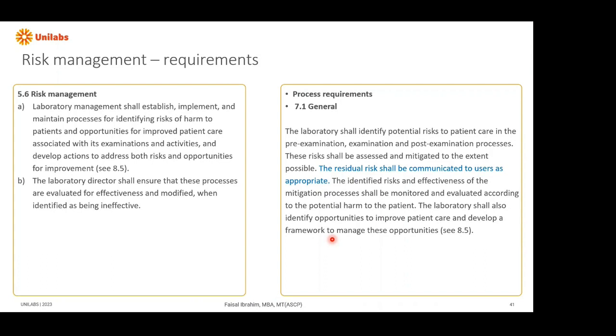Also in the ISO, they even ask us if we have any residual risk, it shall be communicated to user as appropriate. So if we did the risk assessment, we did the risk mitigation, yet there's a residual risk, it needs to be communicated to the user. So this is ISO 7.1.